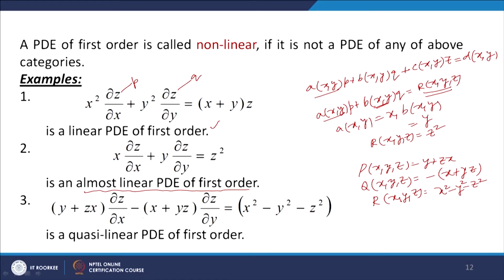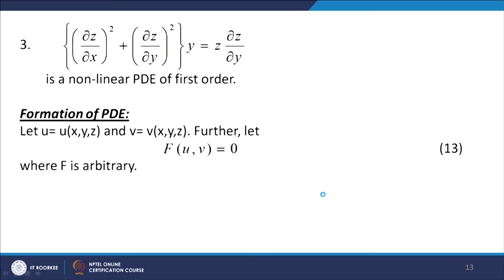The coefficients of p and q depend on x, y, z, and this term R(x, y, z) also depends on x, y, z. So it is a Cauchy linear PDE of first order. And this equation, you can see, is a partial differential equation of first order, but here p and q are not of first degree. So this is p square plus q square into y equal to z into q. It is not a linear PDE of first order, it is a non-linear PDE of first order.